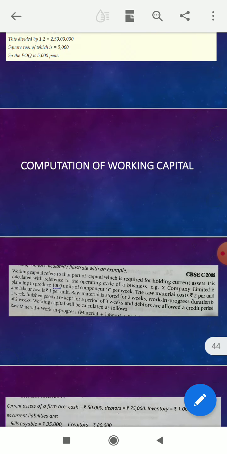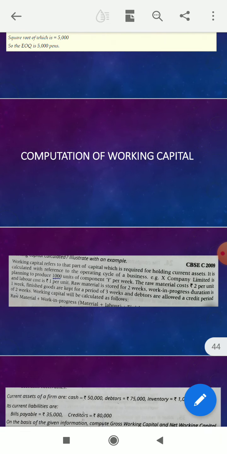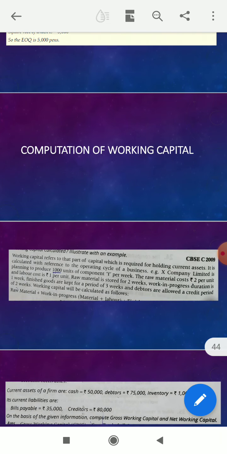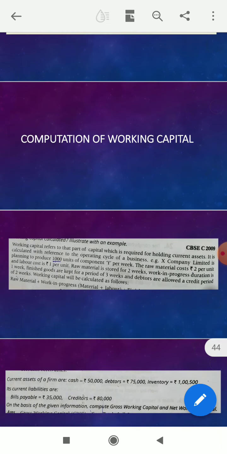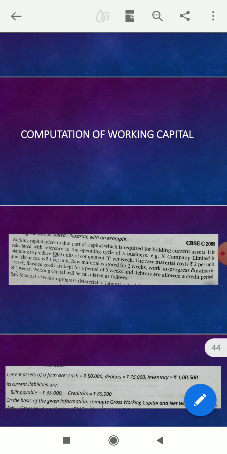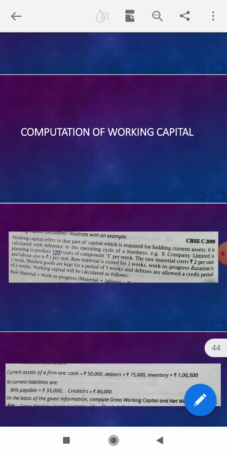Next one, another example, computation of working capital. Working capital refers to the part of current assets. It is calculated therefore for operating cycles. As you know, in calculation of working capital, there are two types: gross working capital and net working capital. Gross working capital is how much amount is to be invested in current assets. Another one, net working capital, that is calculated as current assets minus current liabilities.